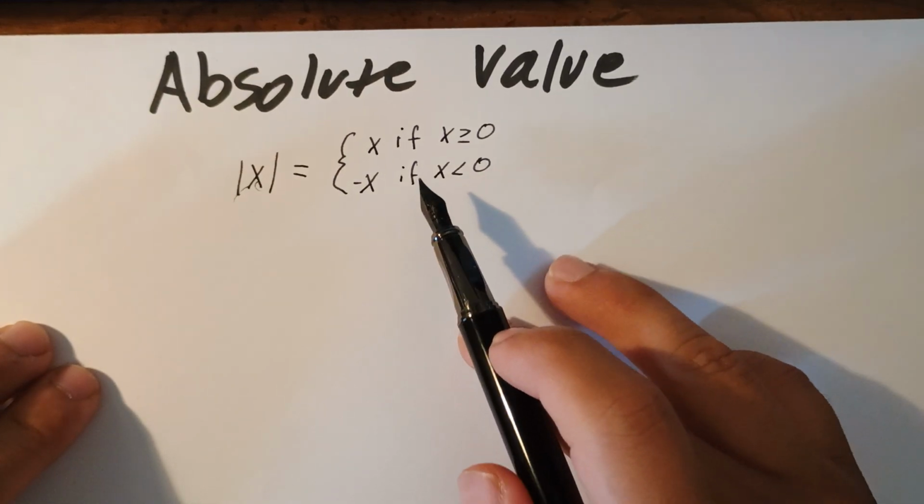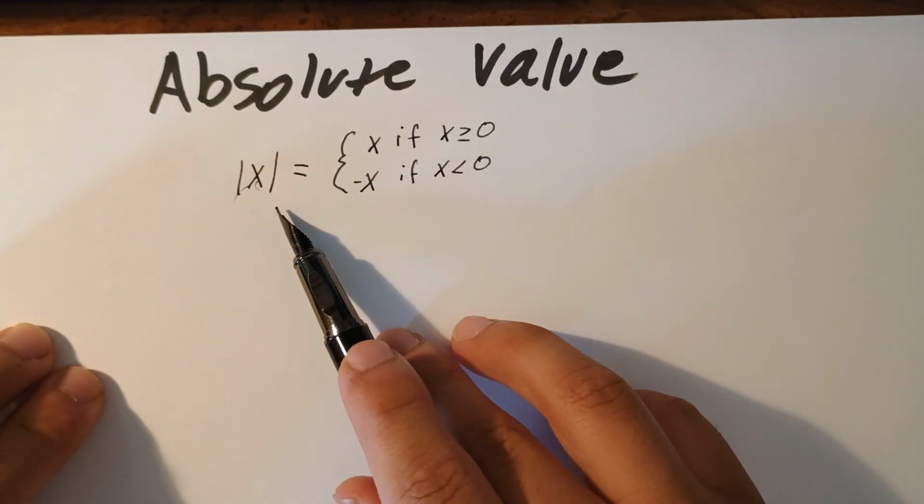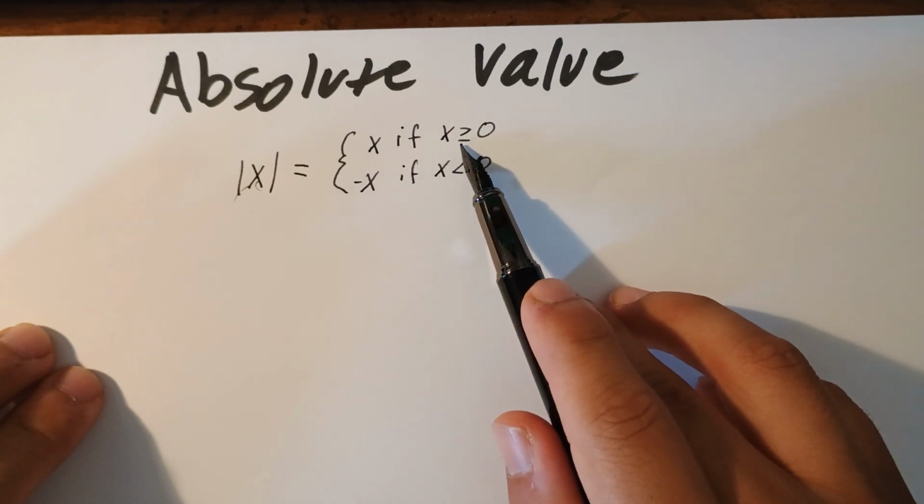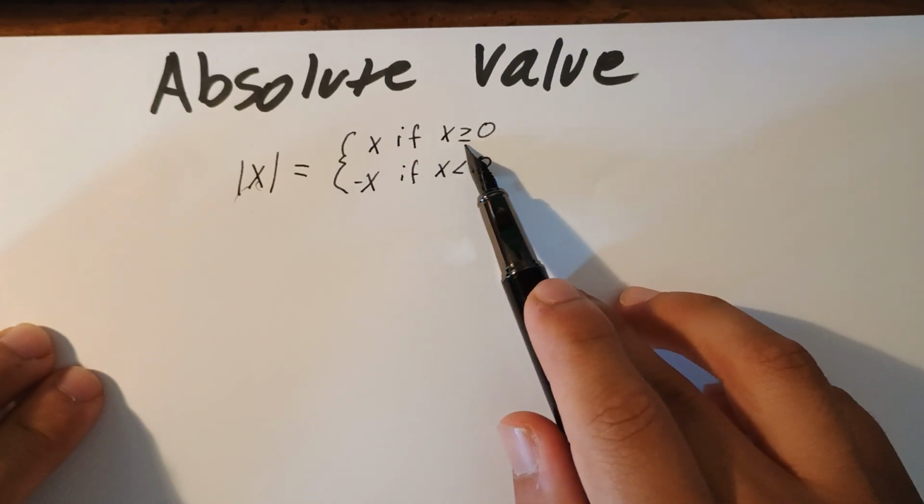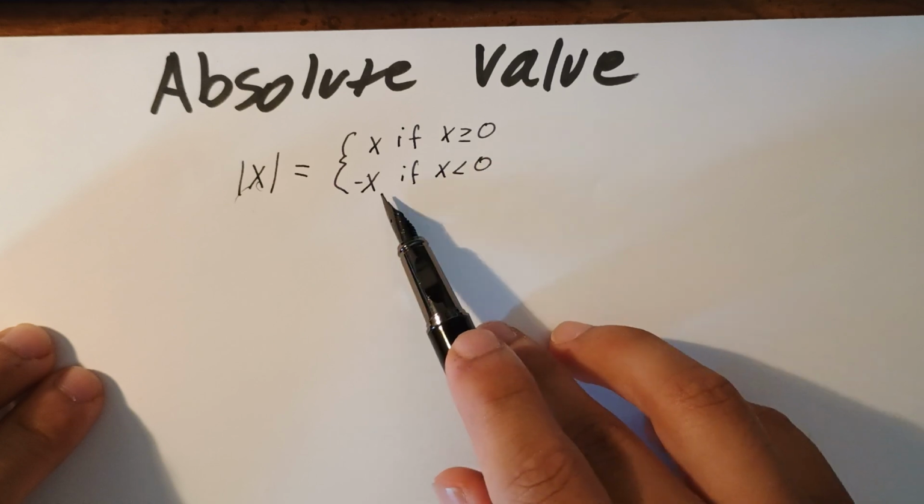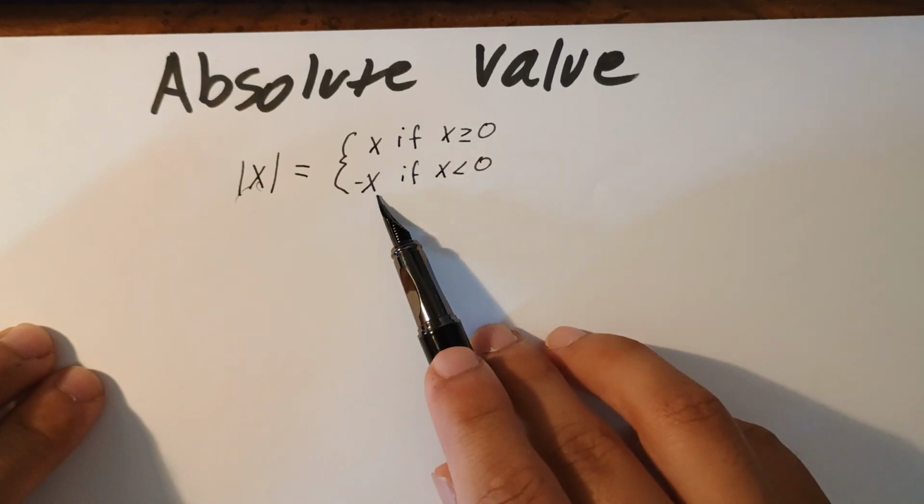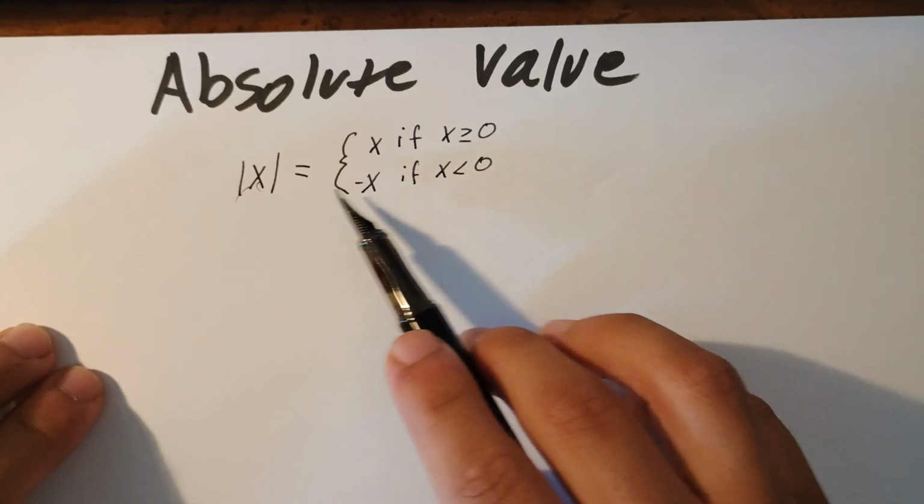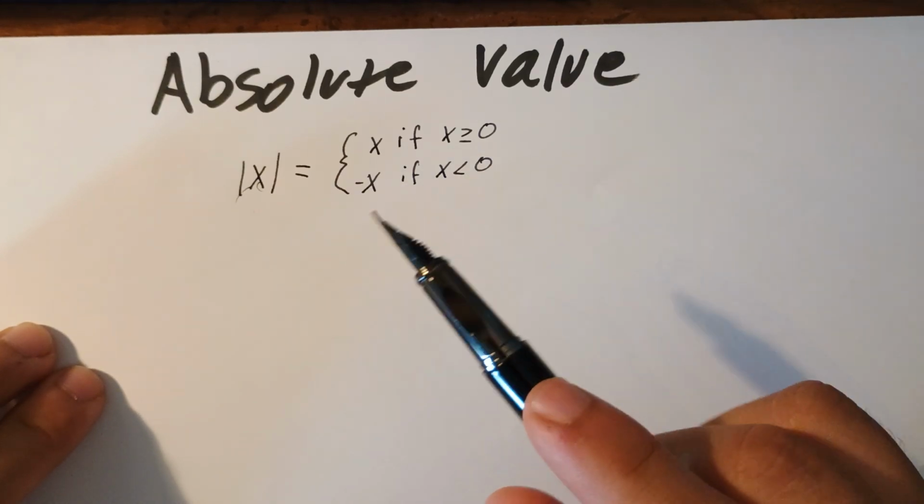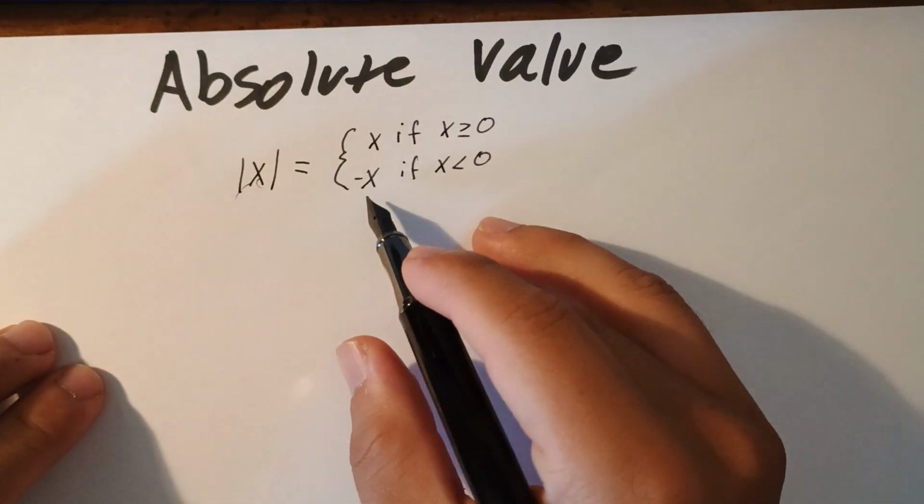So all this means is that our number on the inside is positive when the inside number is greater than or equal to 0, and the number inside is negative if the number inside is less than 0. And why is it important to know this?